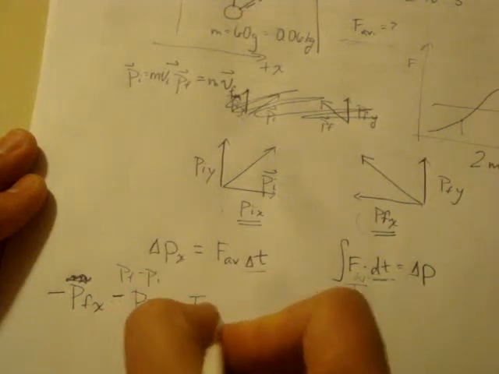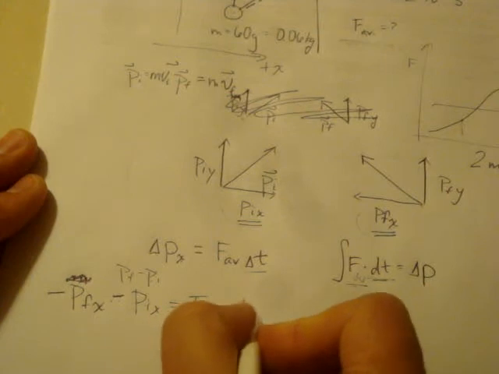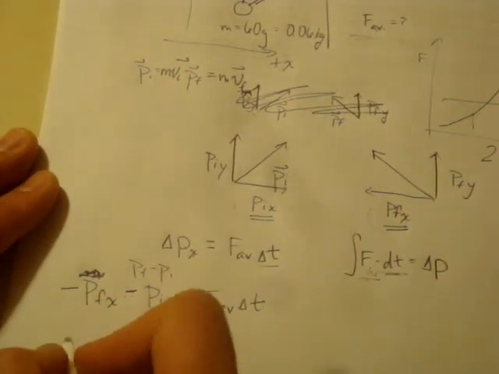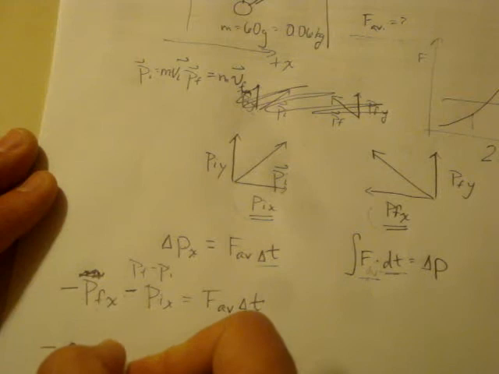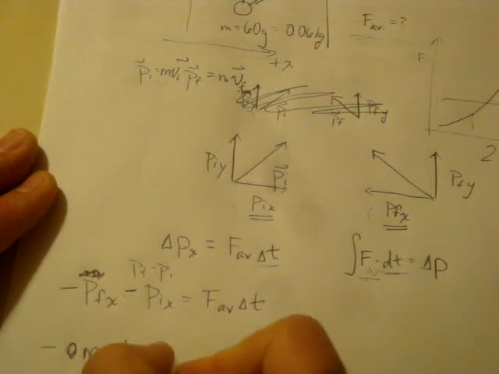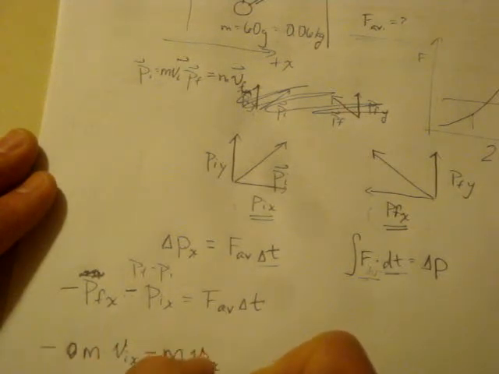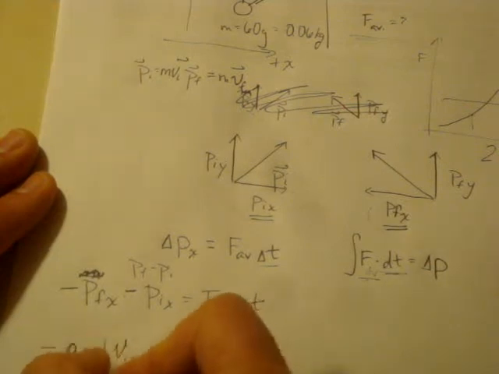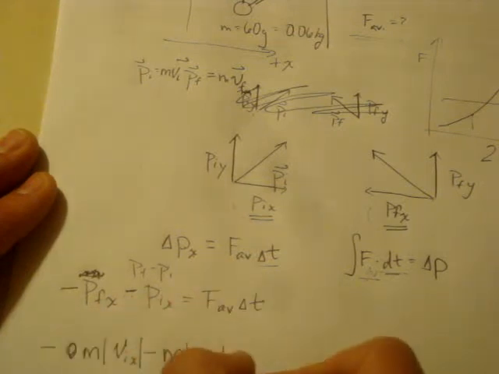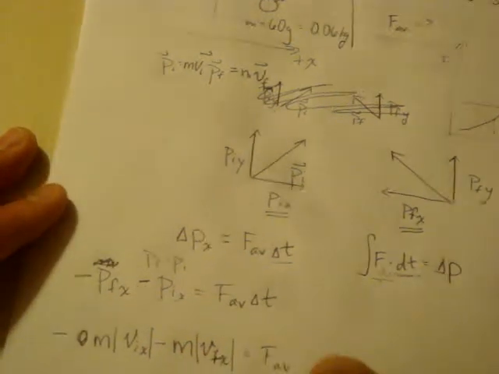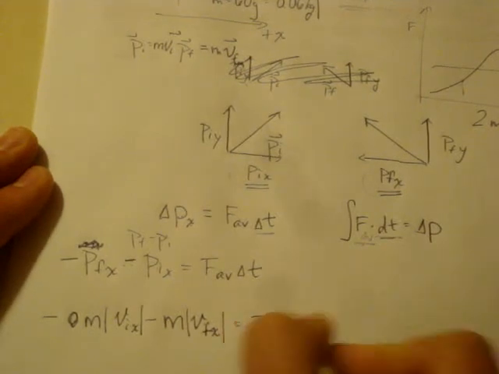All right? And that's equal to the average force times this change in time. The x component of the final momenta is the mass times the x component of its final velocity, minus the mass times the x component of its initial velocity, right? And now we're going to be considering the magnitudes of these. We've already considered the direction once, so we want to make sure that we're just looking at the magnitudes of those values. And that's going to be equal to the average force times the change in time, all right?